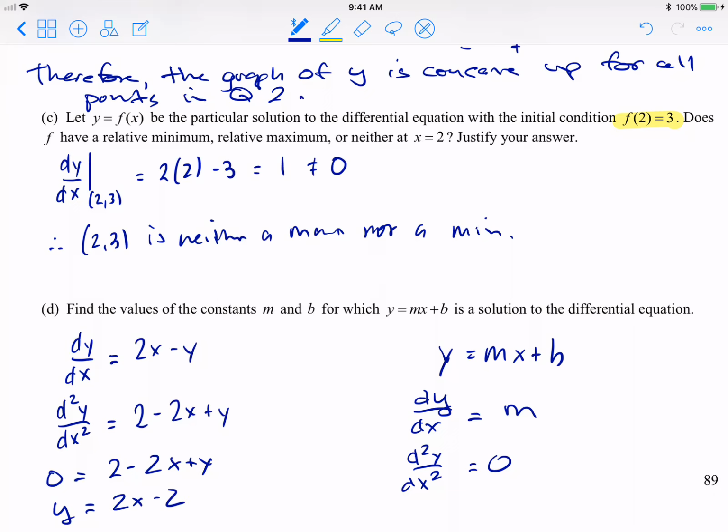And now you just need to go back to Algebra 1 and be able to identify which of those two coefficients is m and which of them is b. And hopefully you said that m is 2 and b is negative 2. Now there are other ways to solve part D, but that is by far the best way, in my opinion, the easiest way, and the way that makes the most sense.